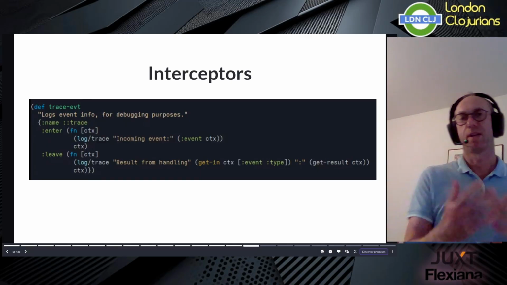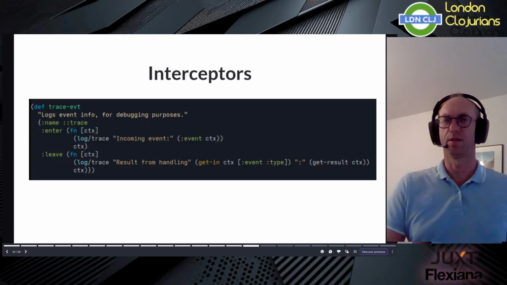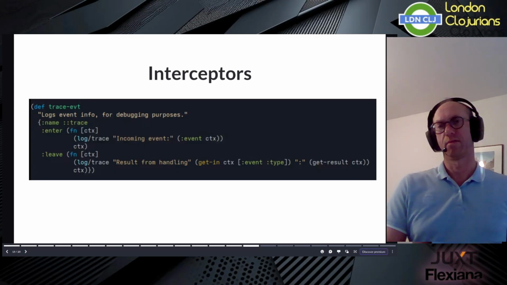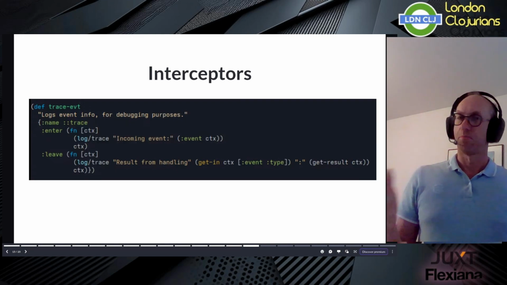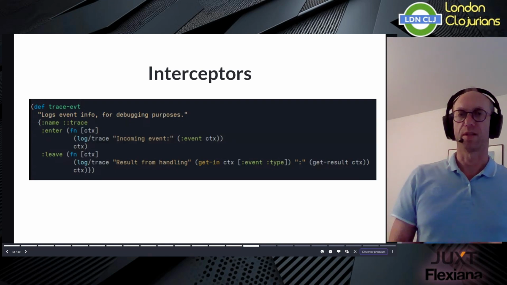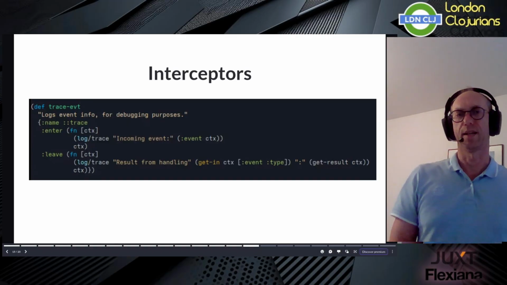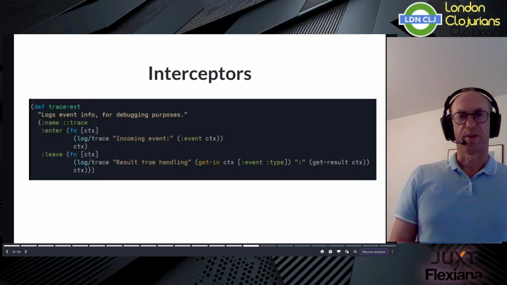So the interceptor has a name which ideally should be unique in the chain, and it has both an enter and a leave function, and on both ways in both functions it just prints out the log and returns the context unchanged. So you see the context at least contains the event, so that's a key that is always present in the context in Mailman, and the leave here prints out the result.